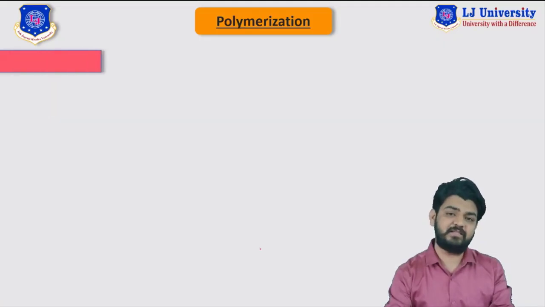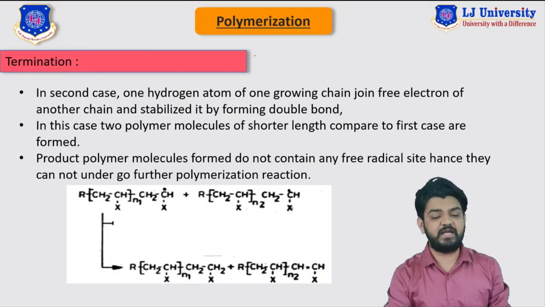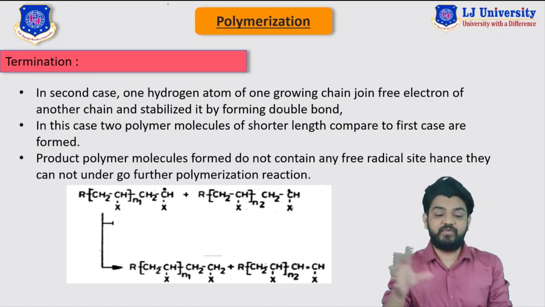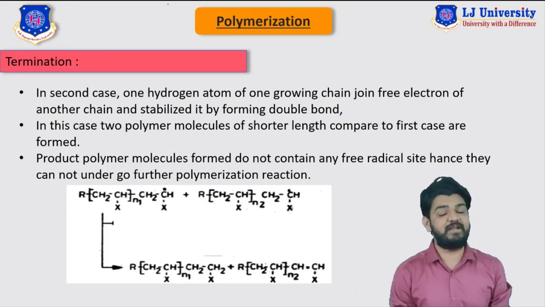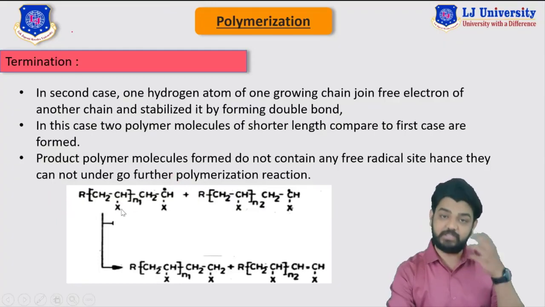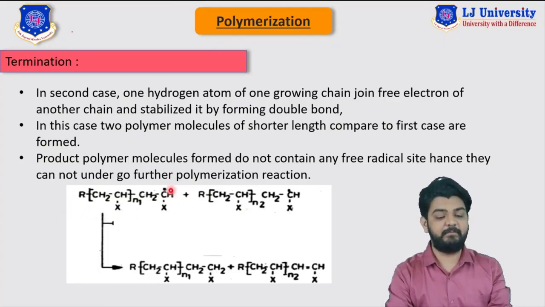Now, in the second method, one hydrogen atom of one growing chain joins the free electron of another chain and stabilizes it by forming a double bond. So in the second method, we make a double bond. With the same example, we can understand the second method as well. You can see we have taken the same compound that we used in the previous example. Here is that compound, and here is one more growing polymer chain.